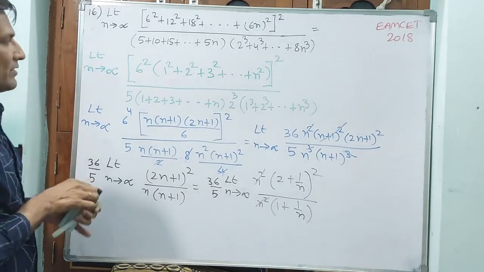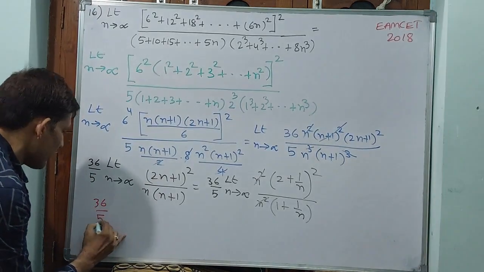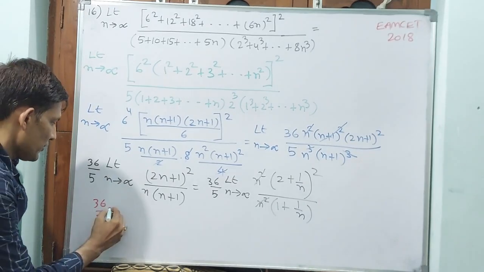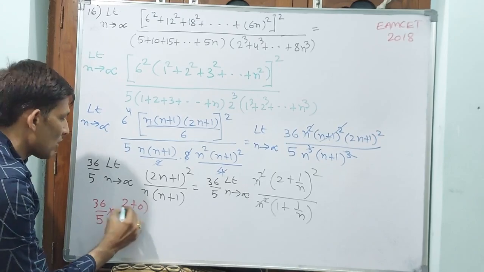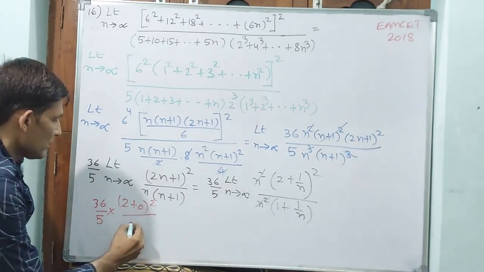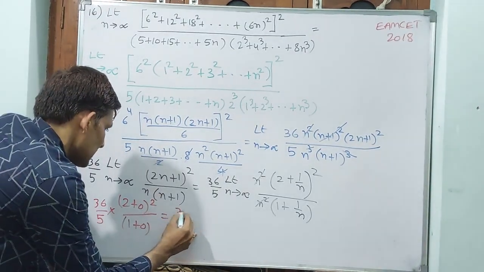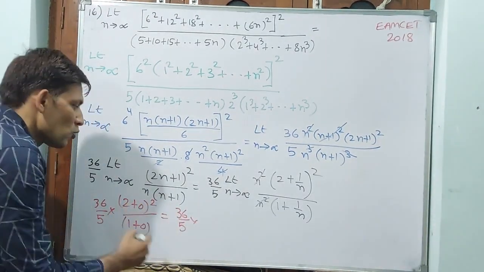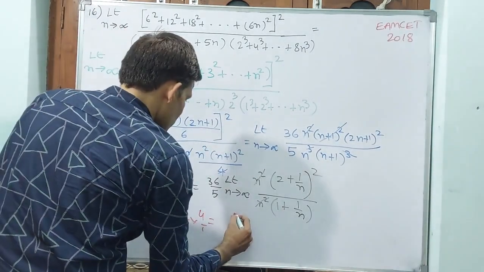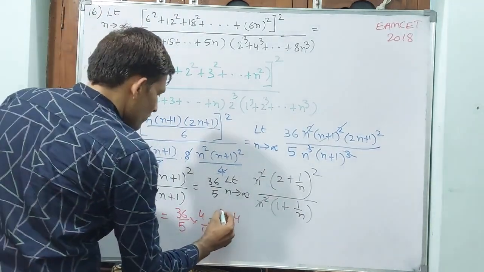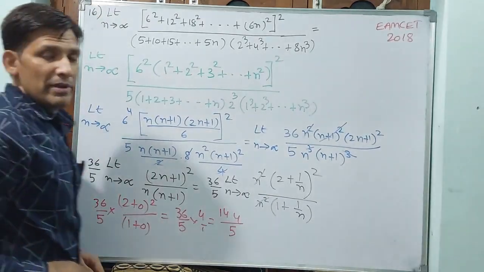Now write down. I think the red we have not yet used; the red we have to use. Now write down 36 by 5 into, I am applying limit. If I apply limit, 2 plus 0 but whole square divided by 1 plus 0, that's all. Nothing square is there. Now 36 by 5 into 2 square will be 4. 4 6s are 24, 4 3s are 12 plus 2, 144 by 5. This will be the answer for this question.